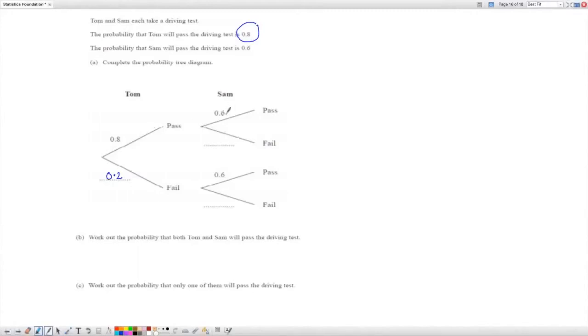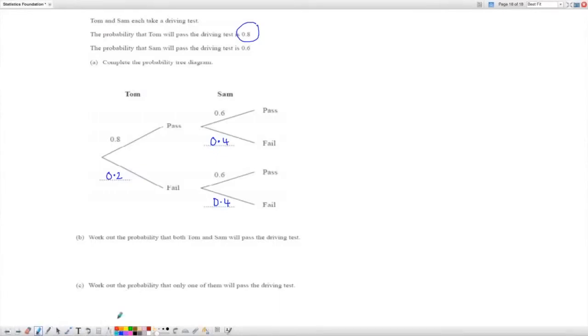Similarly, the probability Tom passes is 0.6. Therefore, the probability he fails is 0.4. Again, there's no difference if Tom passes or fails as to what Sam does, so same again, 0.4. Now we're asked to work out the probability that both Tom and Sam pass their driving test.